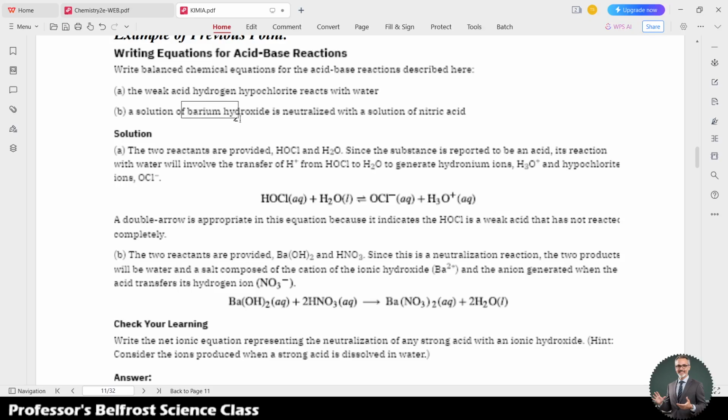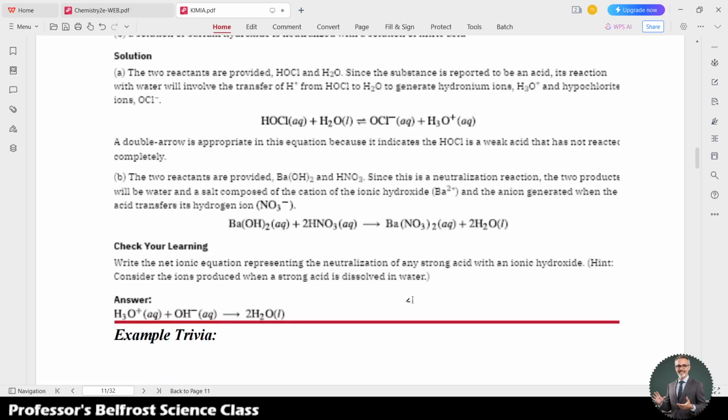But how about this? Barium hydroxide. This is a base also being neutralized. So this is a neutralization reaction. We have Ba(OH)2, the hydroxide ion two times, and HNO3. And since this is a neutralization reaction, the two products will be water and the ionic compound made of the cation from the ionic hydroxide and the anion generated when the acid transfers its hydrogen ions. Which gives us Ba(OH)2 plus 2HNO3 results in Ba(NO3)2 plus 2H2O.